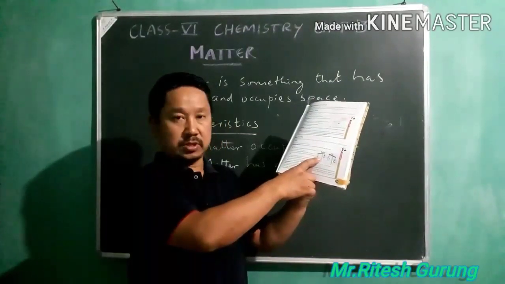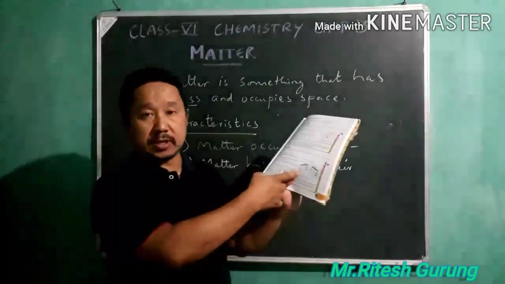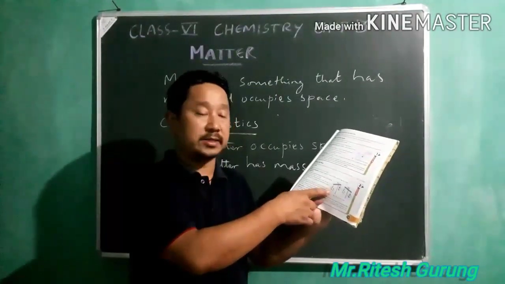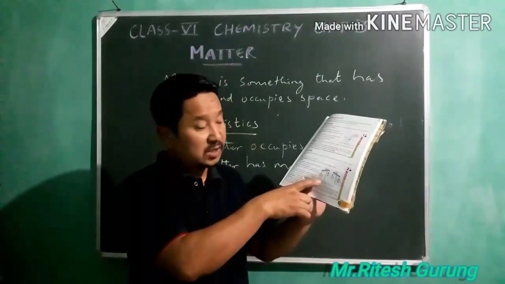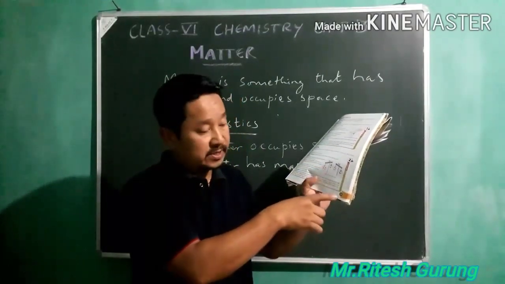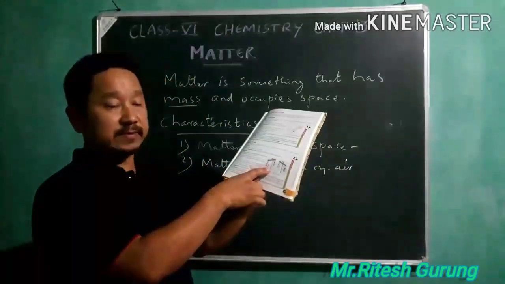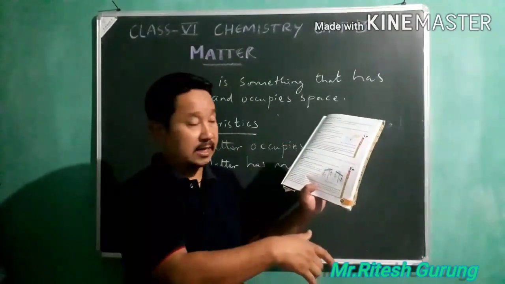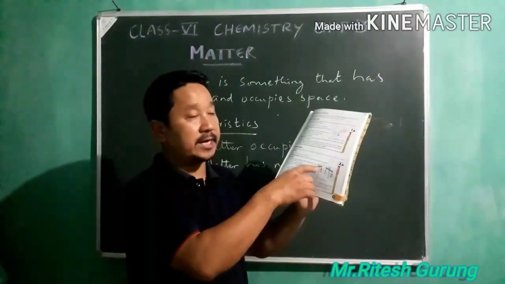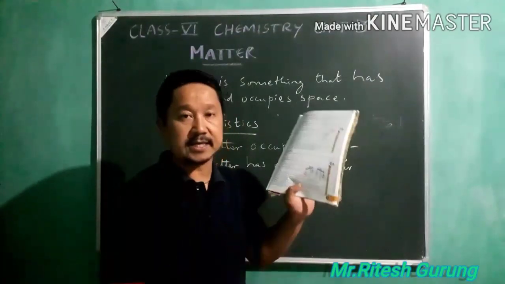I will not draw it on the board because it takes time. I am very sure that you are present there with the book open, especially page number 55, so you can have a look at the book yourself. See, the ball has gone down, whereas the other end has been lifted, which means the ball is heavier in this case.